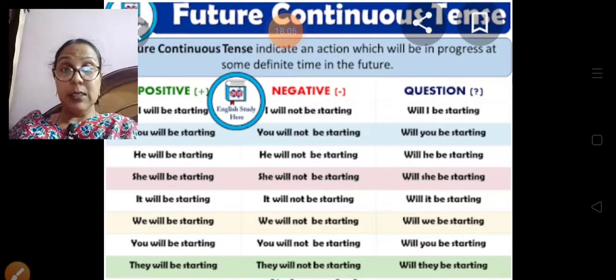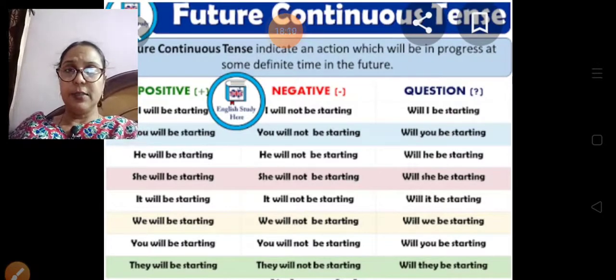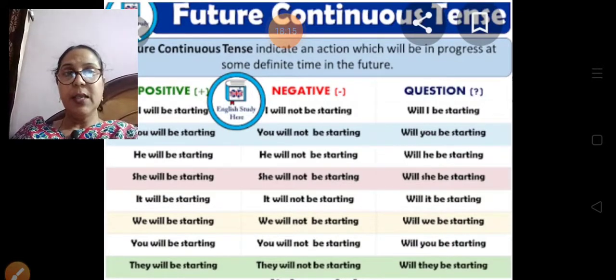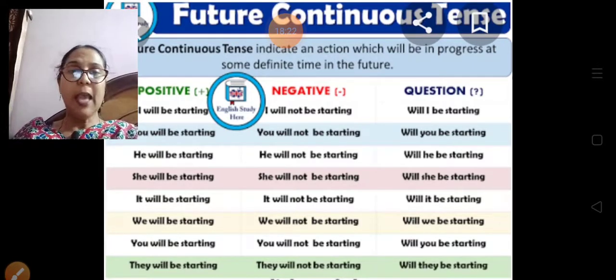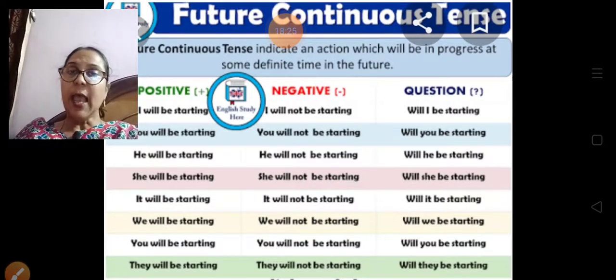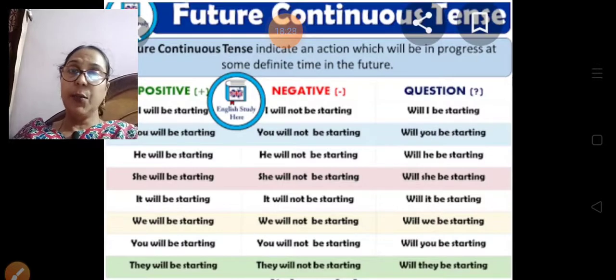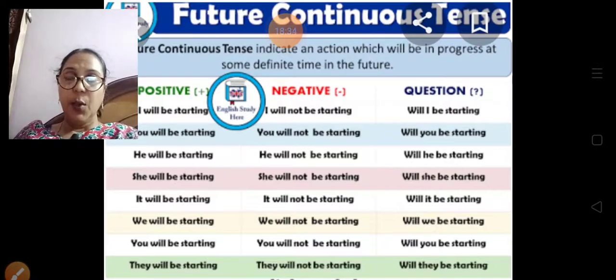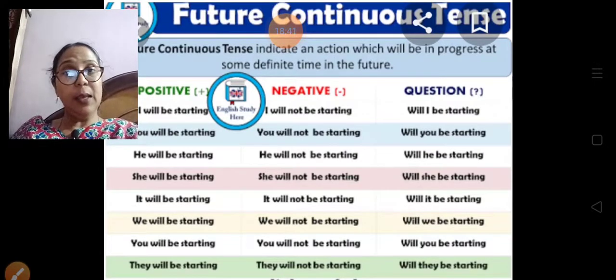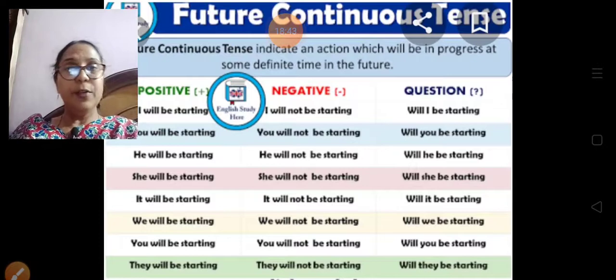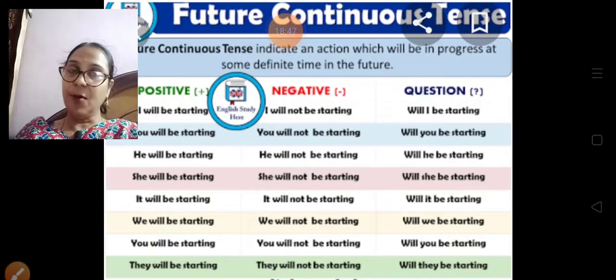So, these are the forms of the future continuous tense. First we have discussed the positive form, then the negative form, and then the interrogative form. In the positive form, only be will be used and the verb with ing. In the negative form, we have used will not be, verb with ing. And in the interrogative form, we are going to use will, then subject, then be, and then verb with ing. So, these are the three forms of future continuous tense.